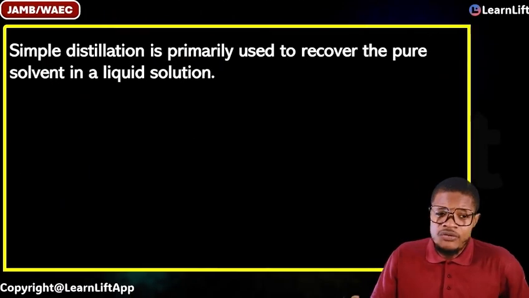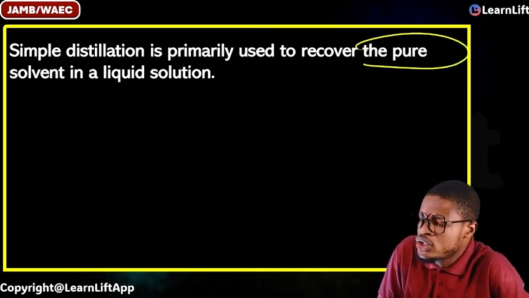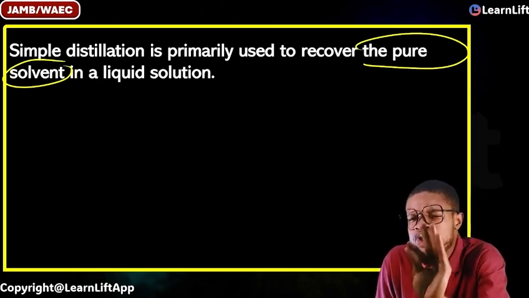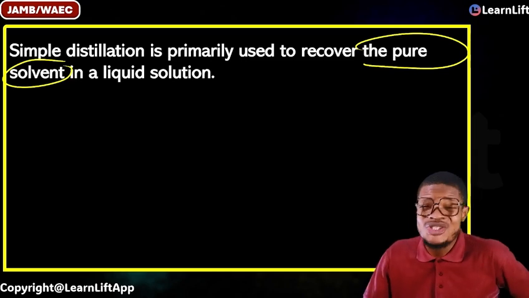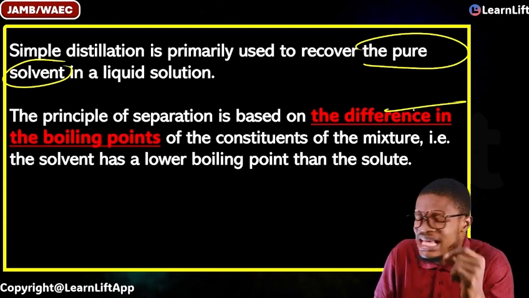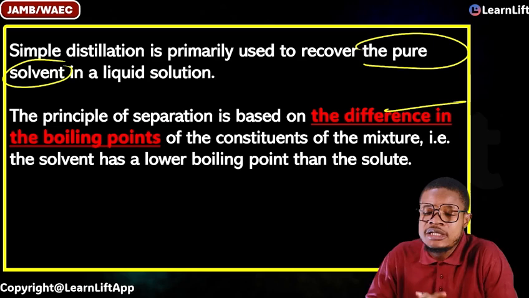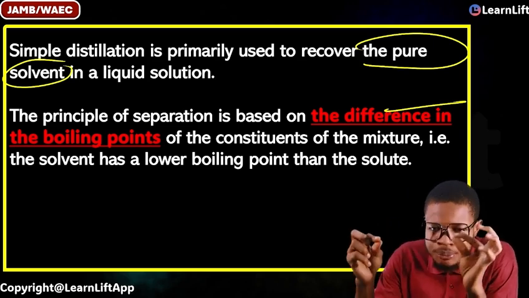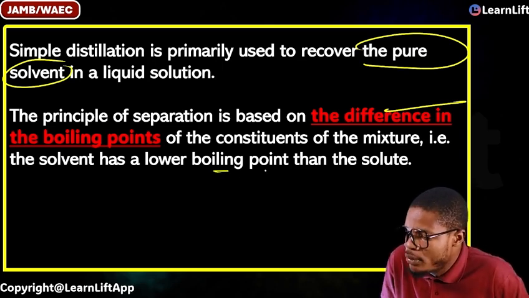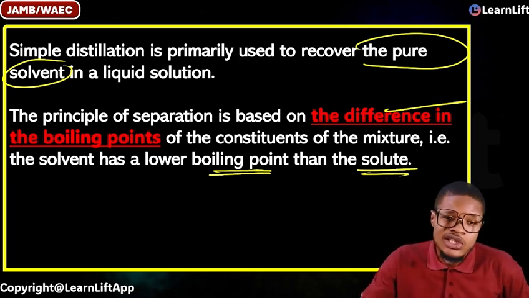Does it make sense? And don't forget that simple distillation is primarily used to recover the pure solvent in a liquid solution. What do you want to obtain? Pure solvent. And don't forget this, that the principle of separation is based on the difference in their boiling points. Why do we use distillation? It works with the principle of the differences in their boiling points. Are you getting it now? The solvent has a lower boiling point than the solute. So what do we use there? Distillation. Like your table water, all these guys.